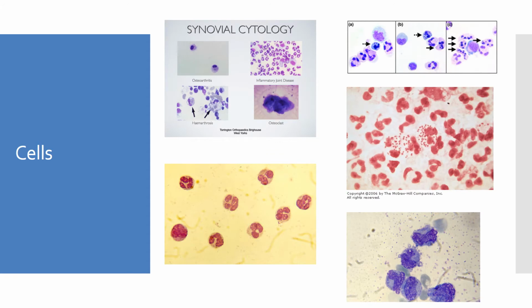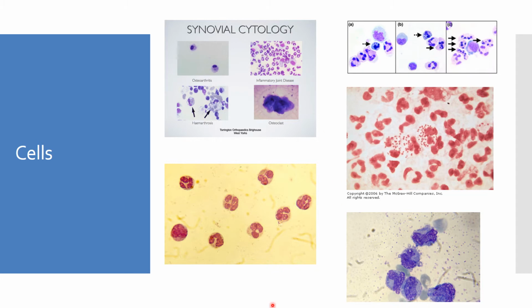Now, the cells that you find in a synovial fluid are not going to look any different than any cells you find anywhere else. So these are just pictures of the cells. You already know what they look like. Probably the only one that you might not have seen before is the osteoclast, which is specific to the synovial, to any joint. Okay, so these are things that you might see in that particular area.